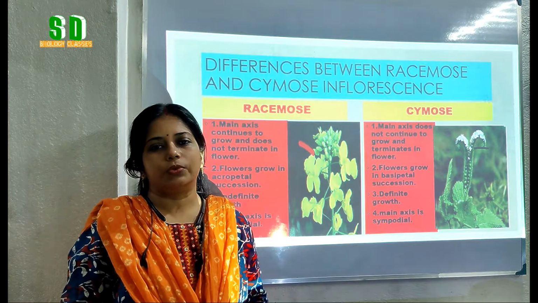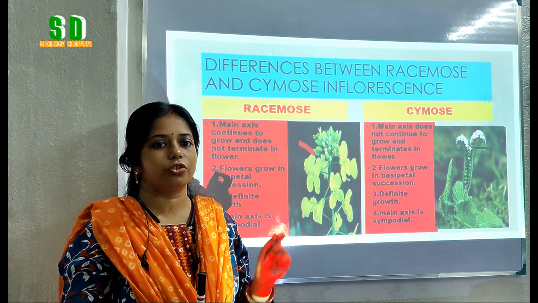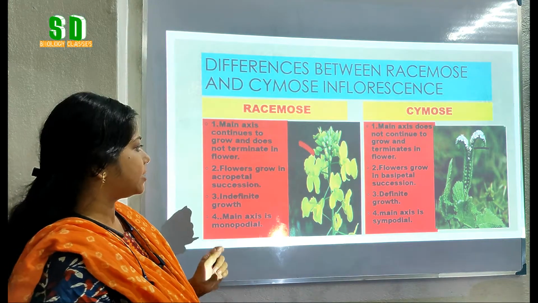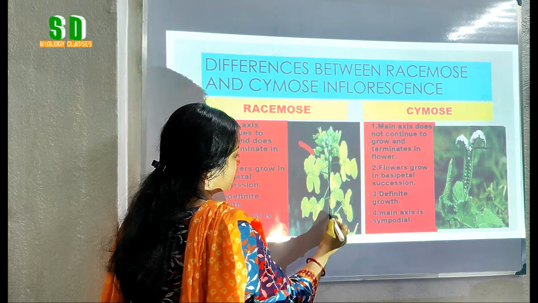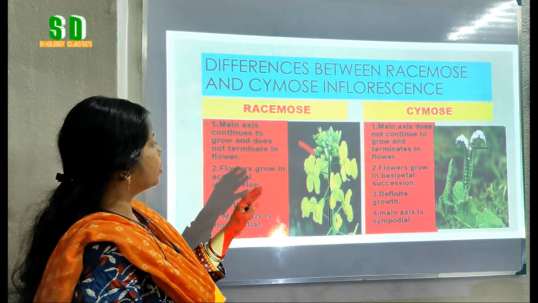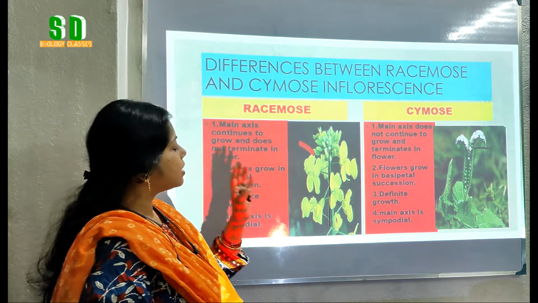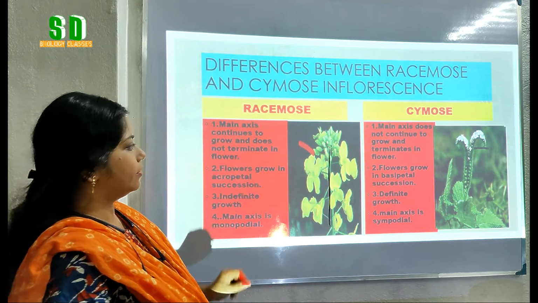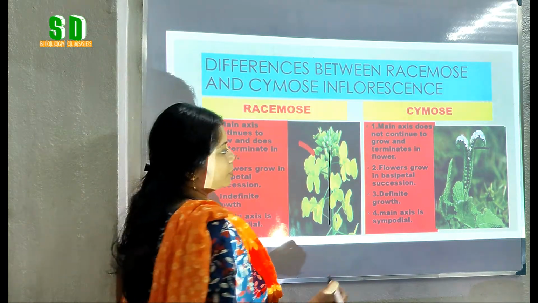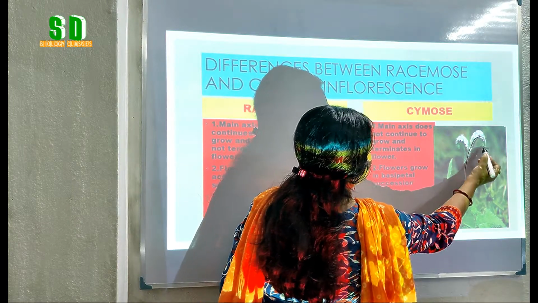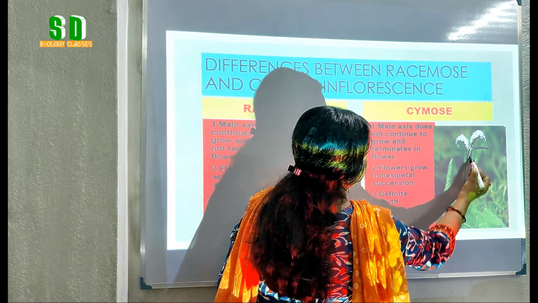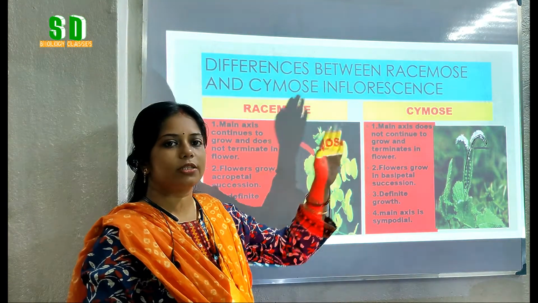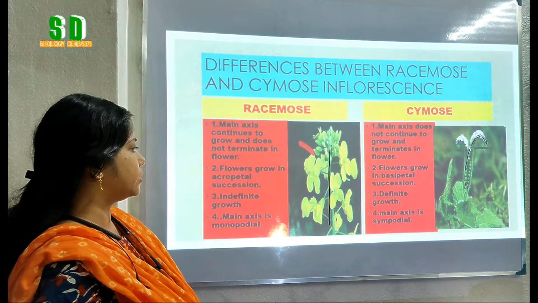So students, till now we have learned the definitions of racemose and cymose inflorescence. From the definition we have learned that the main axis continues to grow and does not terminate in a flower. In case of racemose inflorescence, the main axis never terminates by a flower. And in case of cymose inflorescence, the main axis, that is the floral axis, is terminated by the flower. This is the main difference between the cymose and the racemose type of inflorescence.